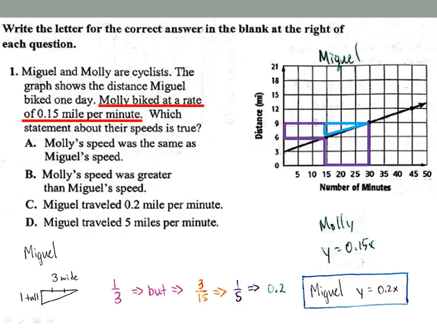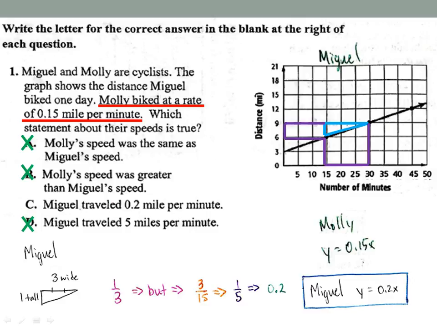All right, now we're ready to compare. If you look at A, it says that Molly's speed was the same as Miguel's speed. 0.15 is not the same as 0.2, so no. Is Molly's speed greater than Miguel's? Is 0.15 greater than 0.2? Again, no. So it looks like C is right, but let's check D. Miguel traveled 5 miles per minute. I can see how people got that, because it's 1/5 and they could flip it to get 5. But we know that's wrong, and the right answer is C. Miguel traveled 0.2 miles per minute.